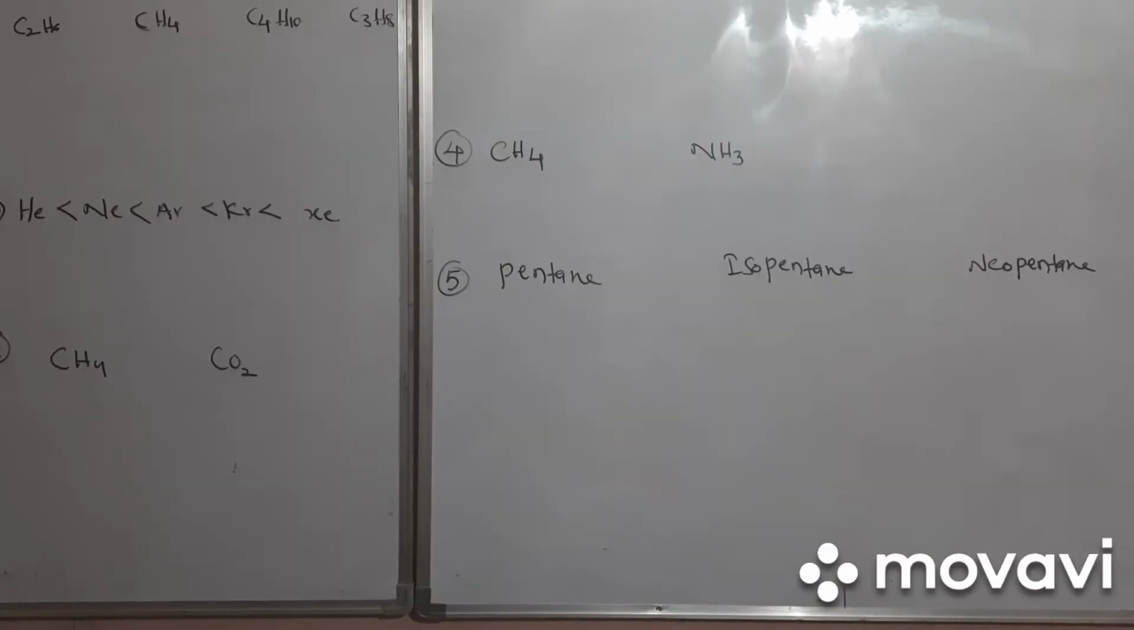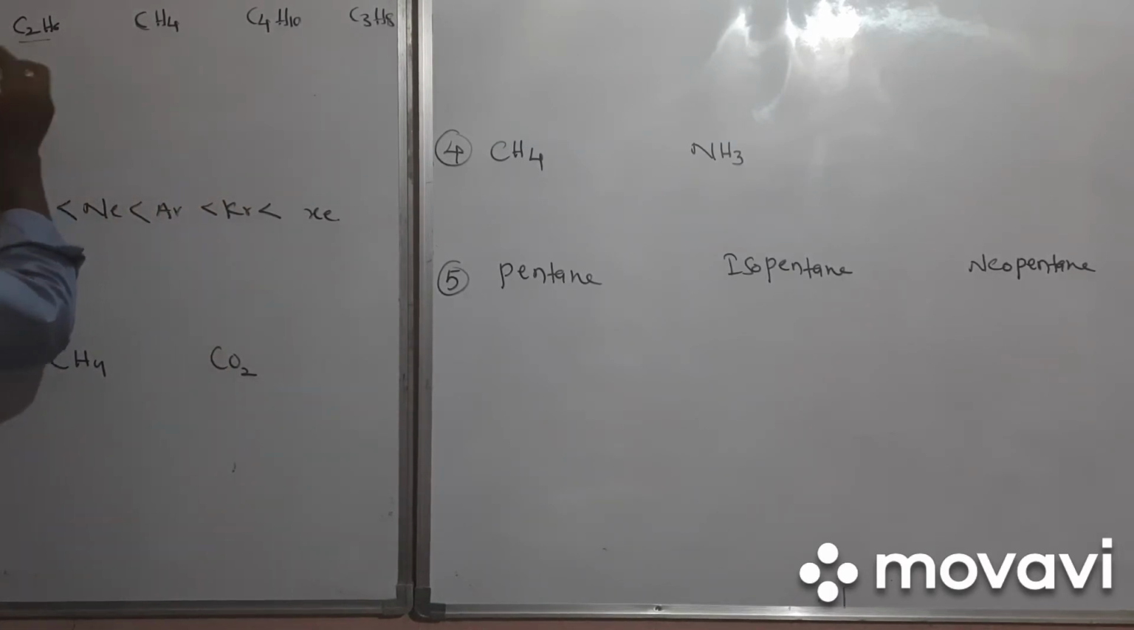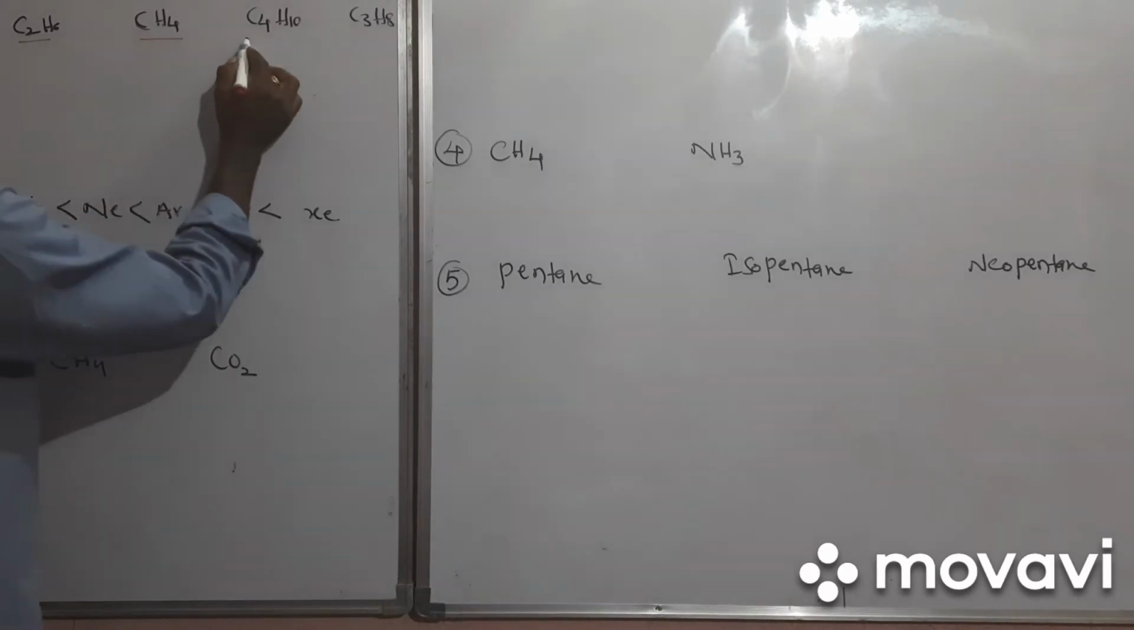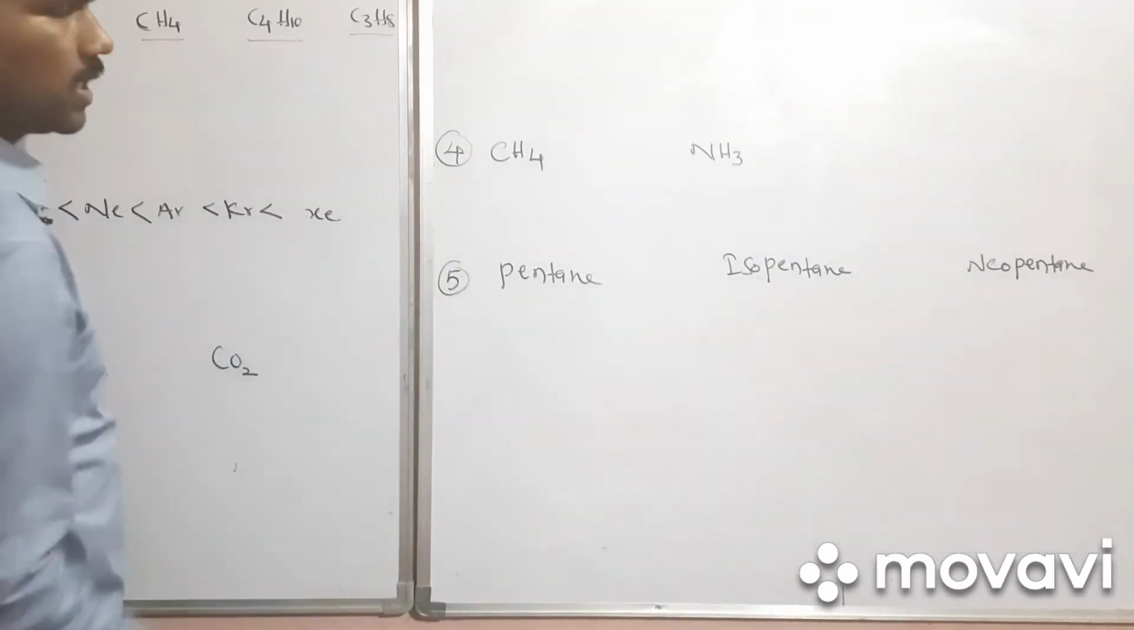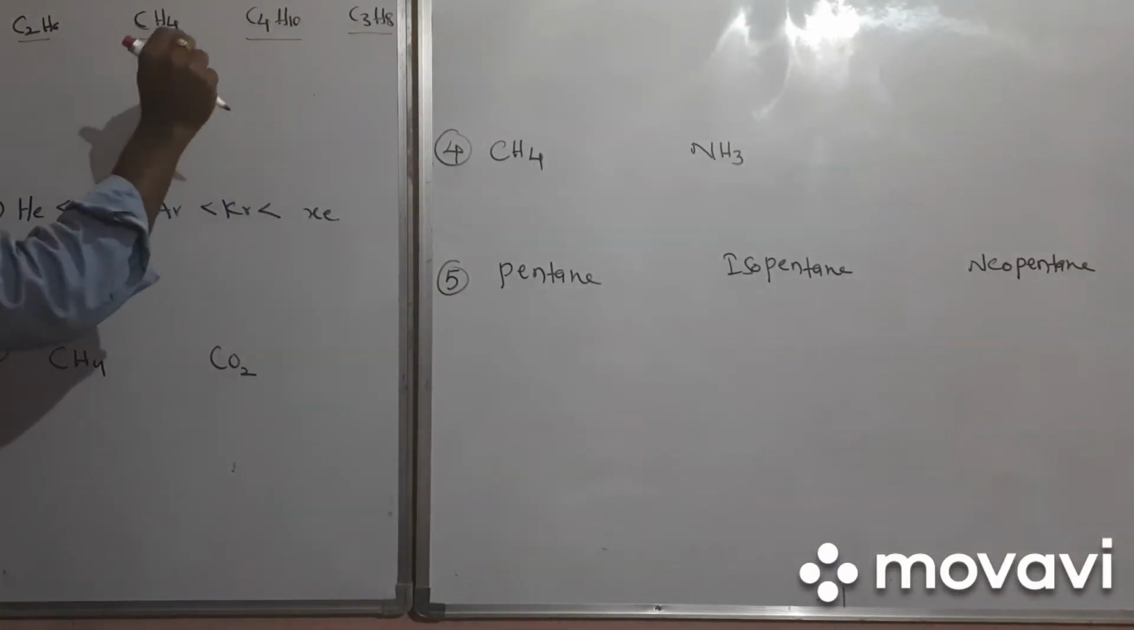Okay. So here I am going to explain some examples. This is C2H6 ethane, CH4 methane, C4H10 butane, and C3H8 propane. They will ask like this: arrange them in increasing order of A value.